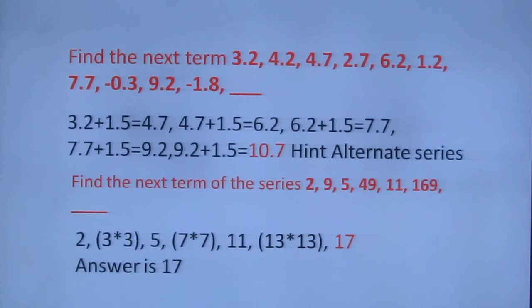That means even places are prime number squares and odd places are prime numbers. So 2, 3, 5, 7, 11, 13. What should be the next prime number? 17. Is it an odd place or even place? 2, 4, 6, so it is the 7th place, right? It should be an odd place, so it is 17. What would be the next number? It would be 19 squared. Okay, next question.